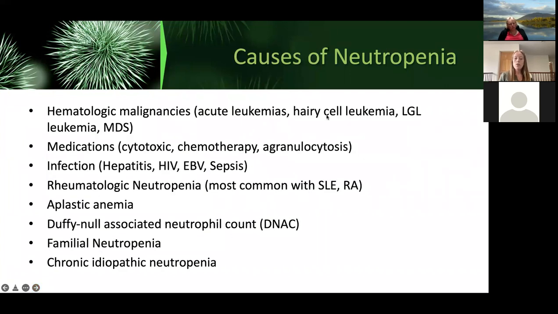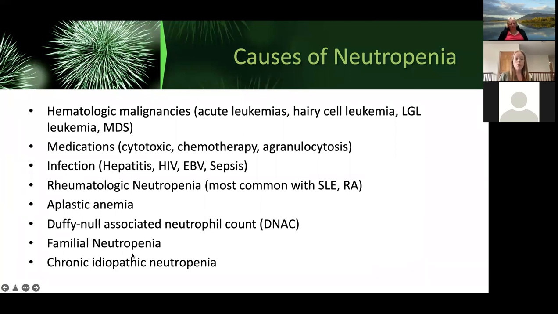So in terms of causes of neutropenia, there are numerous causes of neutropenia. The ones that we always think about are patients with hematologic malignancies or patients on chemotherapy. So these two top categories certainly are the ones that get admitted to hospital most frequently with febrile neutropenia. So your hematologic malignancy, your acute leukemias, hairy cell leukemia, LGL leukemia, myelodysplastic syndrome, like in our second case, and then medications, anything cytotoxic, typically chemotherapy is what we mean by that. And then any medication that can cause agranulocytosis as a side effect potentially could cause neutropenia as well.